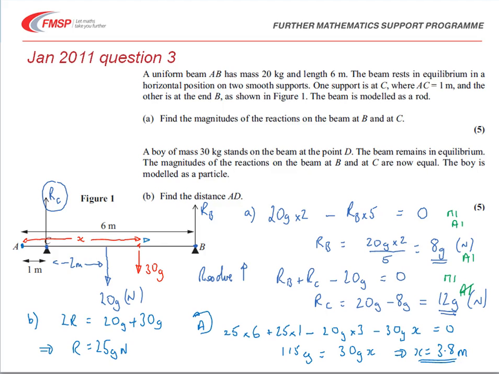In the second part of the question, there is a B mark, so no method involved there, just a B mark for the 25g for each of the reactions, and then a method mark with 2 accuracy marks for the correct moments equation, and finally an A mark for the answer 3.8. So again, giving you a total of 5 marks for the second part of the question.